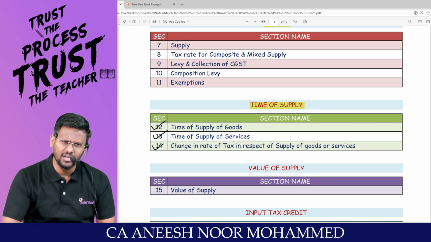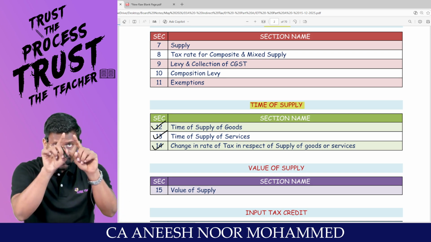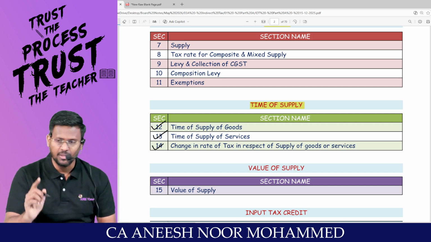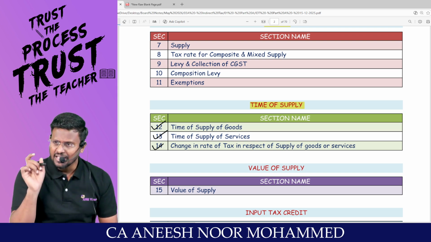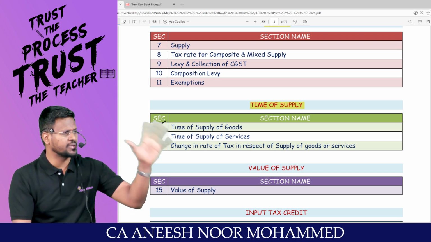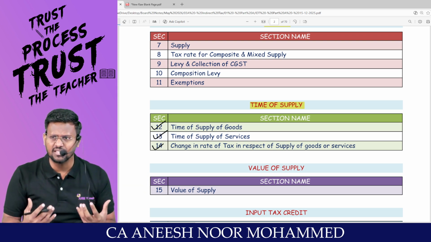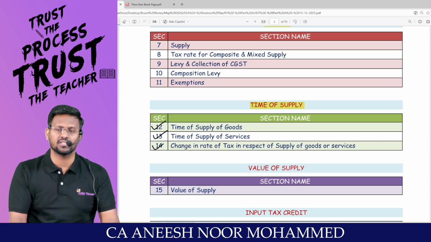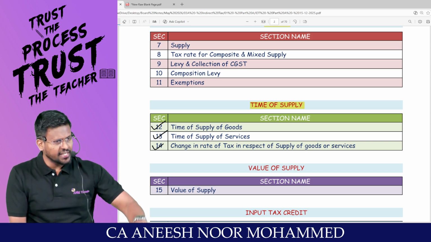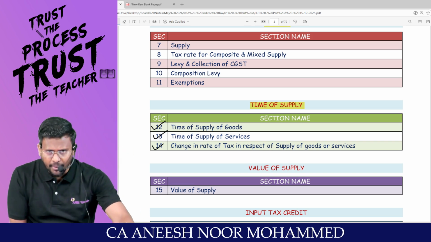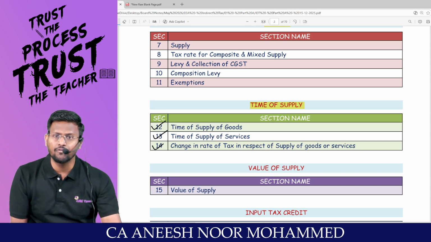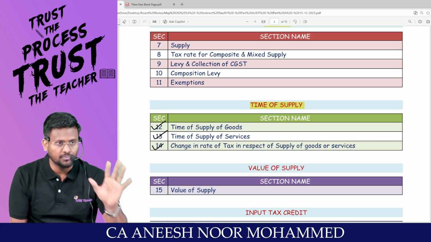What is section 7? Supply. That supply should be classified into 2 categories: either supply of goods or supply of services. We at A&M classes are providing supply of services. Are you with me? If I am selling a calculator or a mobile, my dear lovable students, that is supply of goods.